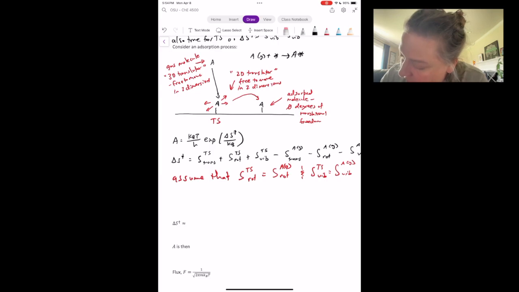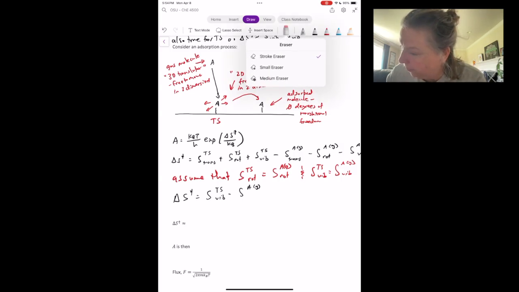And so then this says that the change in entropy from my reactants to my transition state is going to be translational contributions only. I'm sorry, I said vibrational; this should be translational. I'm in the wrong model here.